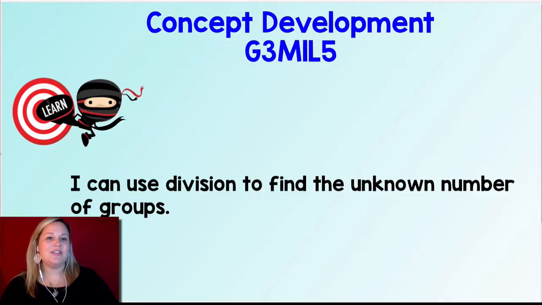So our learning goal for today says, I can use division to find the unknown number of groups. So today we're going to know the total, because remember that's how we start with the division, is the total. And we're going to know how many go in each group, but we're not going to know how many groups there are. So that's going to be our unknown number, our unknown factor in our problem. So let's jump in and get started.